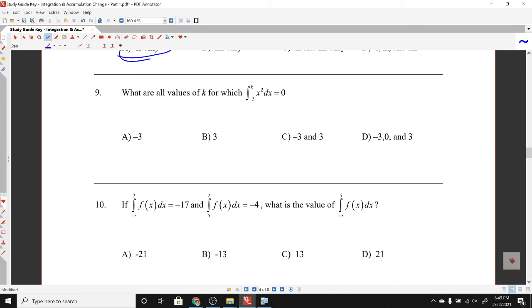What are all the values of k for which the integral from -3 to k of f of x squared dx is 0? And again, we have that 0 property that looked something like this. If the integral from a to a of f of x dx is 0, so therefore this is only going to be true when the upper bound is equal to the lower bound, which would be at -3.